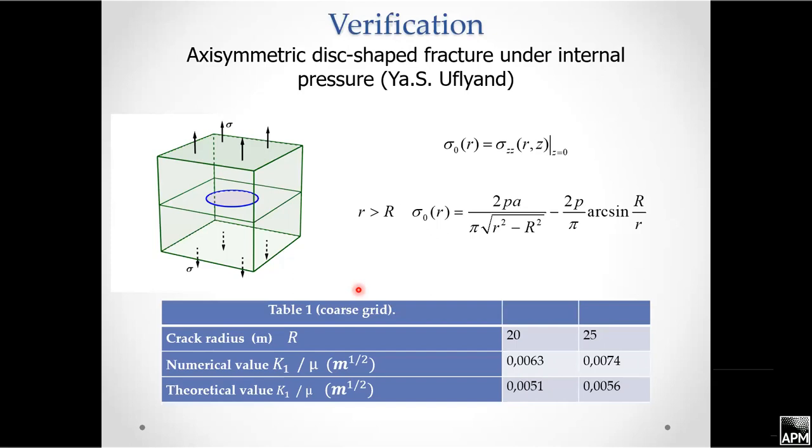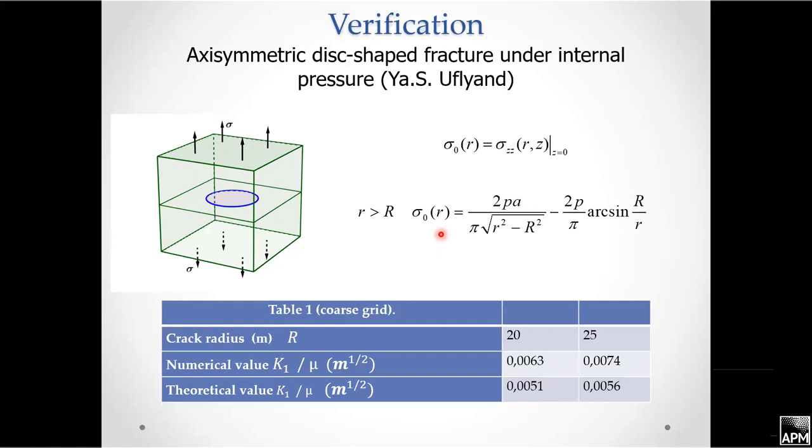The method was used to write the program code in the C++ language. The problem of a plane crack under pressure was chosen as one of the tests for verification. Its solution is given in Uflyand's works. The expression of the stress along the crack continuation is as follows.